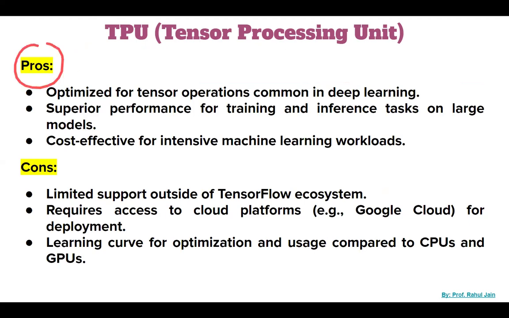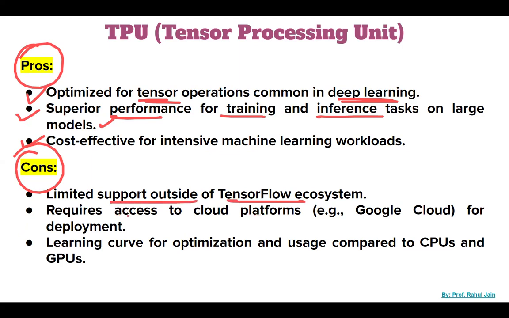So there are also some pros and cons associated. So pros are, it is optimized for tensor operations common in deep learning models. It is going to give superior performance for training and inference tasks on large models. And it is cost effective if we compare it with the GPU for intensive machine learning workloads. Some cons are like limited support outside the TensorFlow ecosystem. It requires access to cloud platforms, for example, Google Cloud for deployment. Learning curve for optimization and users compared to CPUs and GPUs. These are some of the cons, right?